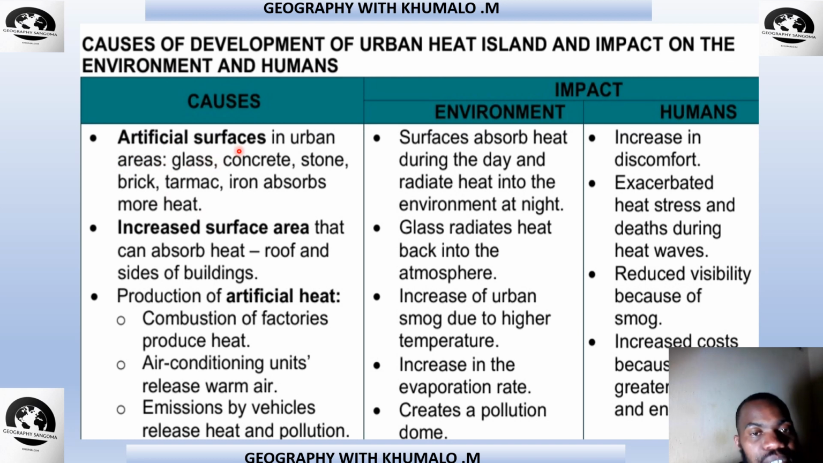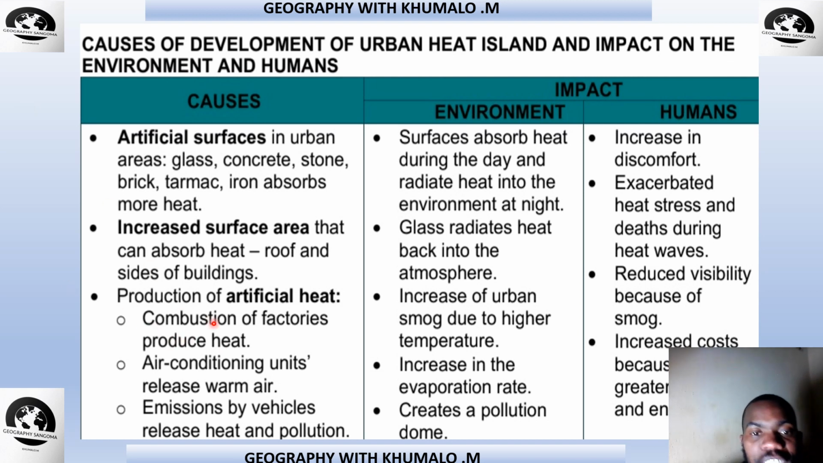It's artificial surfaces. In urban areas, we've got buildings that are made of glass, concrete, stone, brick, tarmac, and iron, which absorb more heat. All these artificial surfaces absorb heat and reflect less heat. And then there is the increased surface area that can absorb heat, the roofs and sides of buildings. So the roofs and sides of buildings absorb the heat. It's a large surface area.